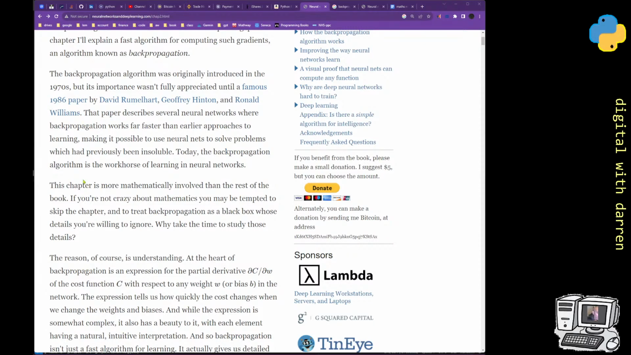This chapter is more mathematically involved than the rest of the book. If you're not crazy about mathematics, you may be tempted to skip the chapter and to treat backpropagation as a black box whose details you're willing to ignore, but I actually am quite interested in this. So you could have taken the picture that I did set. This picture over here that I did set. He's like, oh, we'll take this picture over here, and I'll get a drawing app out at some point. So we can take this picture over here, and that's it.